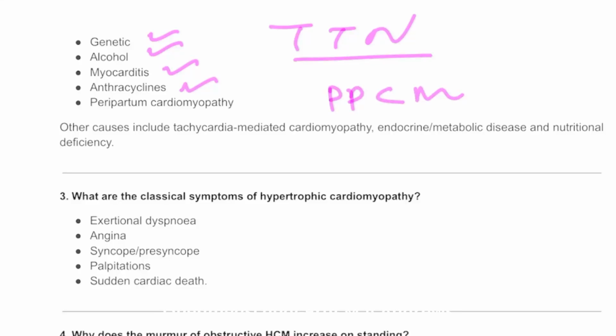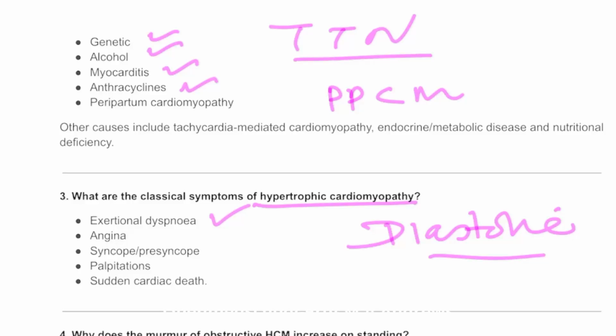Very important. What are the classical symptoms of hypertrophic cardiomyopathy? They present with diastolic dysfunction, ejection fraction may be normal. They present with exertional dyspnea. Angina can occur. Syncope and pre-syncope, very important. Palpitations, and of course, sudden death either in the family or the patient itself. So, the family history is very important.